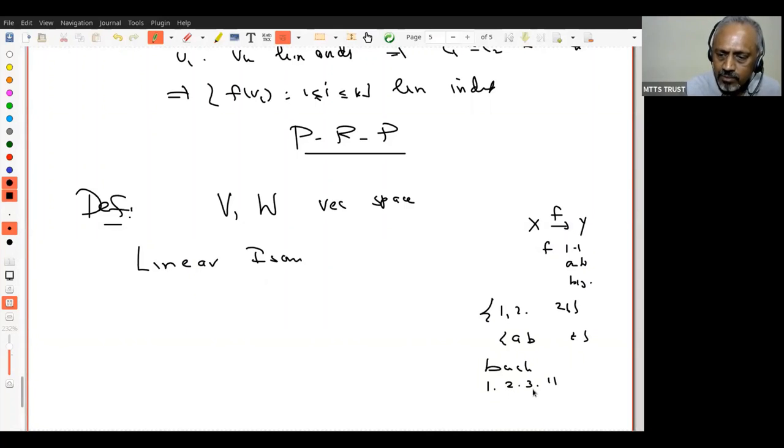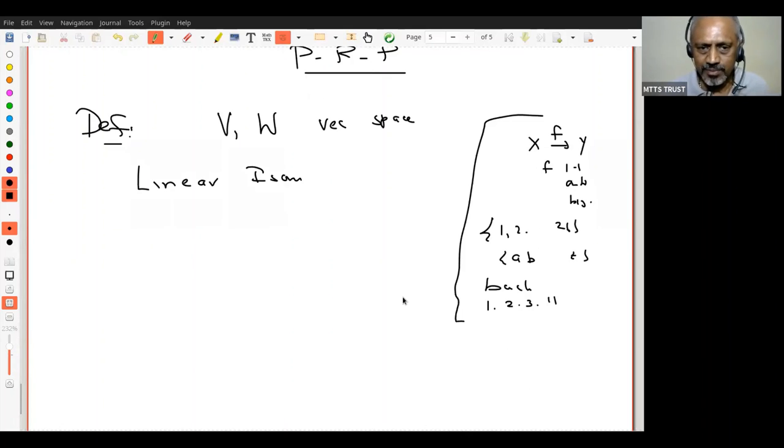So 2, 1, 3, 11, that stands for the word BACK. So I can go back and forth. So it just changes the label. Of course, this way of writing will be difficult, but just to give an idea.